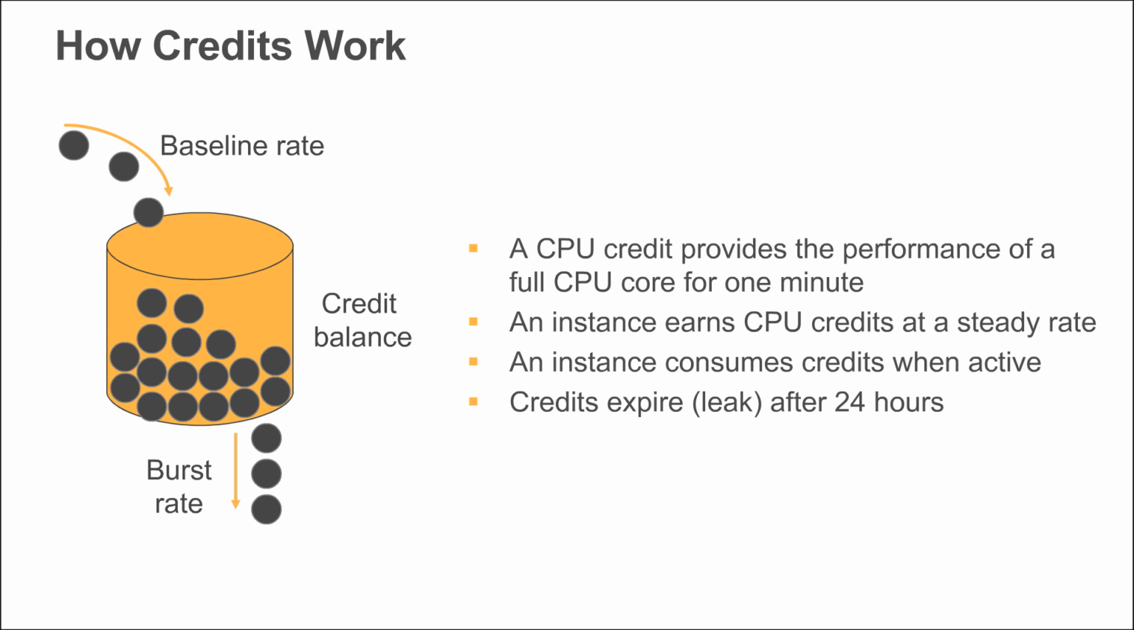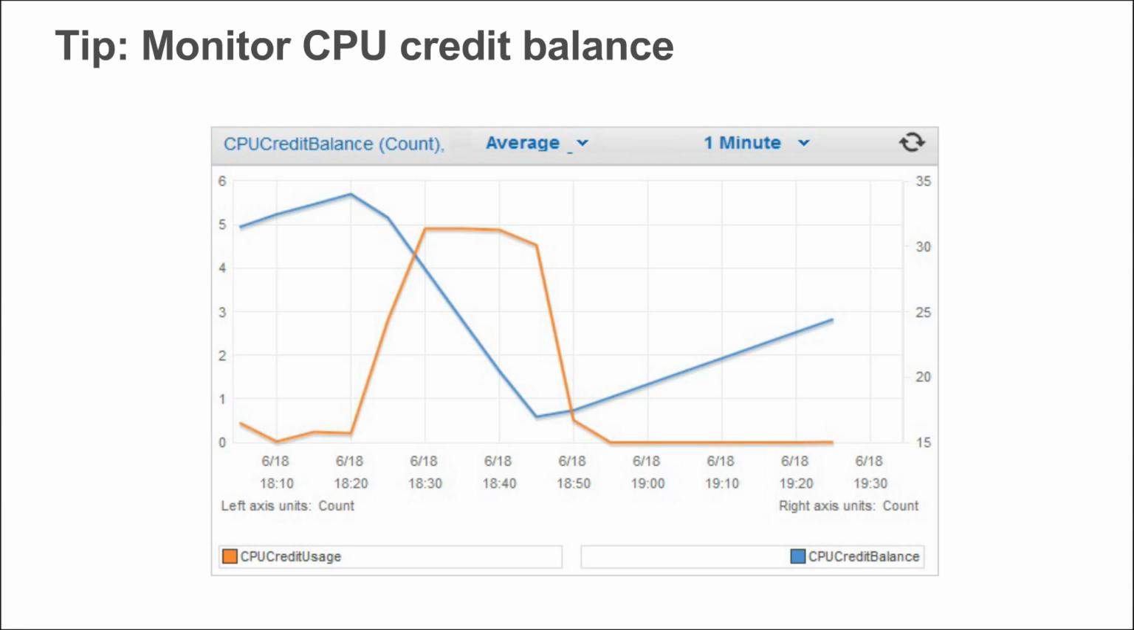Now, once the load starts to go down and that instance becomes idle, you're going to start to see a steady stream of credits flowing into that bucket. Once the usage goes back up, you'll notice that a single burst credit will allow you to use 100% of one CPU core for 1 minute. Credits are also going to expire out of that bucket after 24 hours if they're not used.